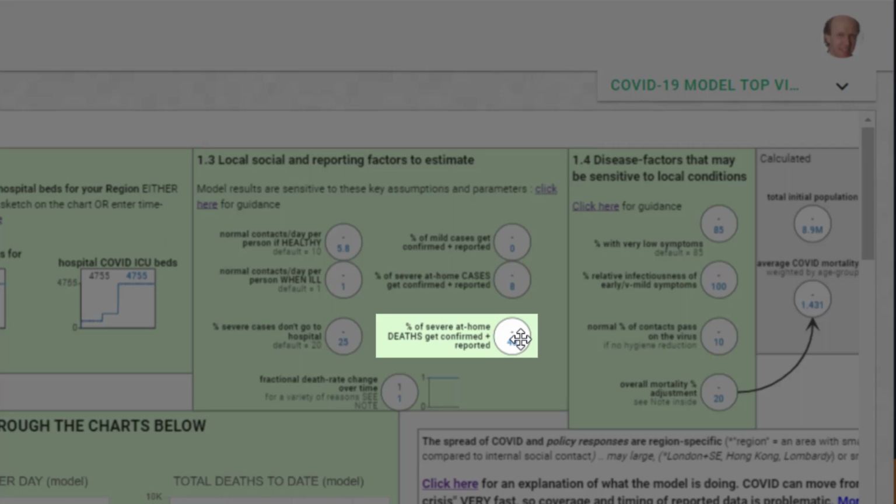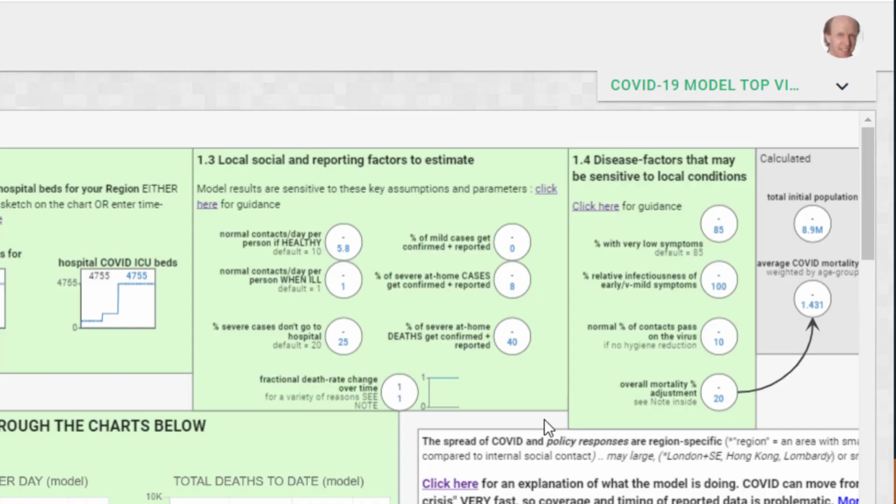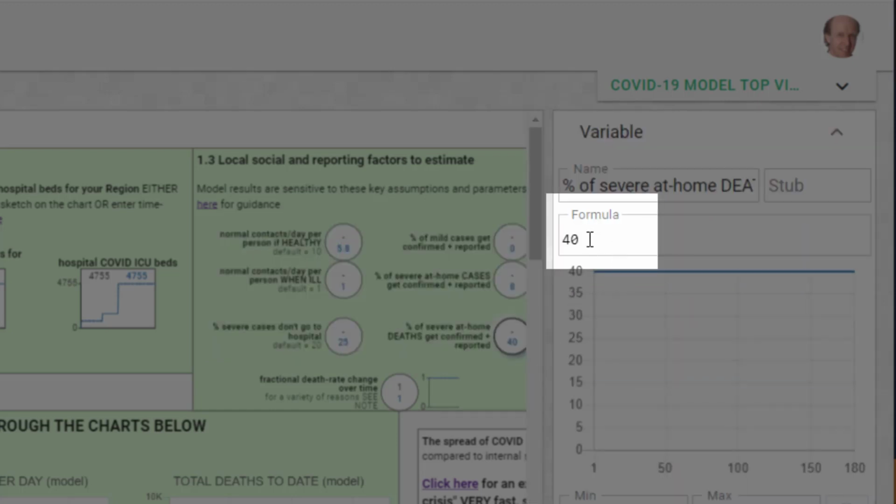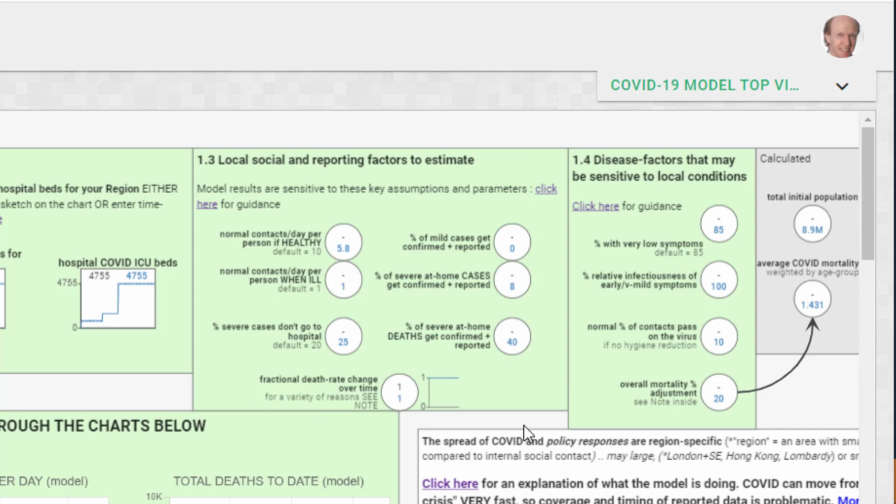The last of those three items concerns the number of severe cases that actually die at home or in care homes, and even those don't all get confirmed and reported as being due to COVID-19. Now you can change any of those numbers, they are all just simple values. You click on any one of them and just change its number in the formula to the right.